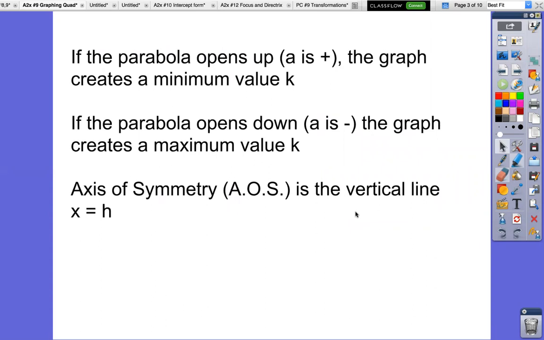But we've got a couple things that we have to add on to this. If the parabola opens up, and we talked about it yesterday, how it's going to open is determined by your a value. So if the graph opens up, your vertex is going to be the highest or lowest point, but if it opens up, it has to be the lowest point. So that's why it creates a minimum value.